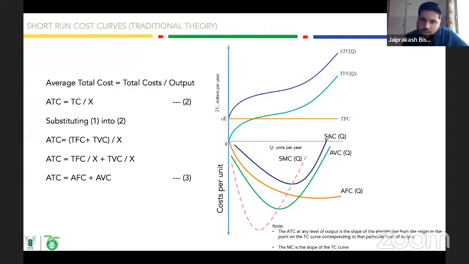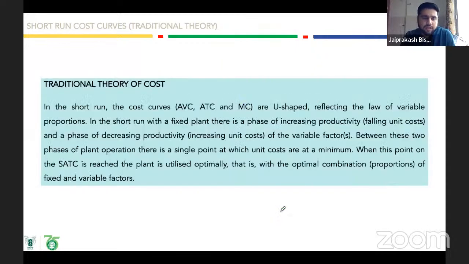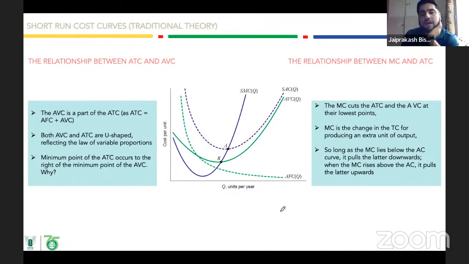But after this point, the costs are increasing. Okay. The same has been said here. So this is about your traditional cost theory. Now coming to the relationship between the ATC and AVC or MC, there is no need to mug up all these things. You need to only remember these diagrams, because with the help of these diagrams, you can answer any question in your examination if it appears.